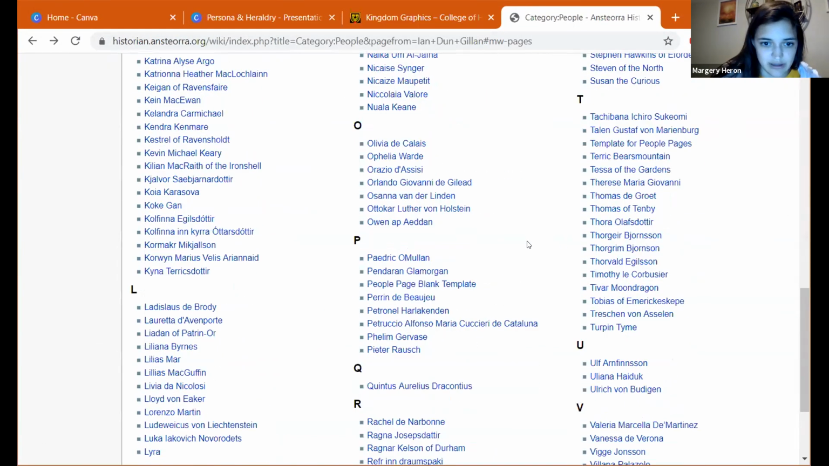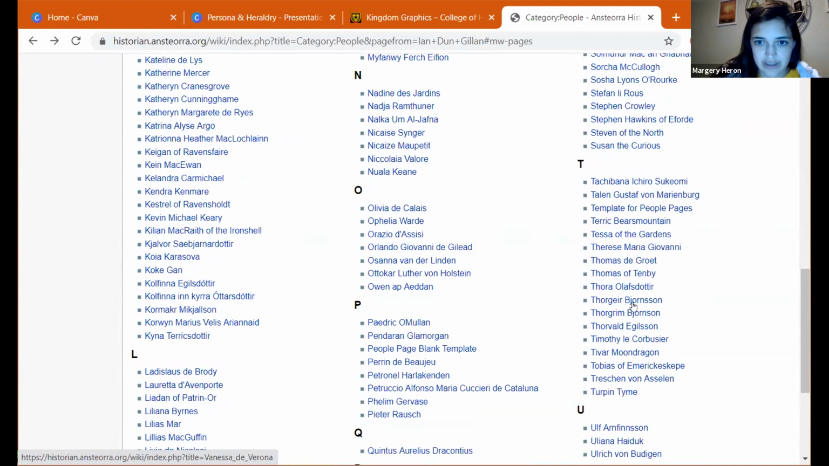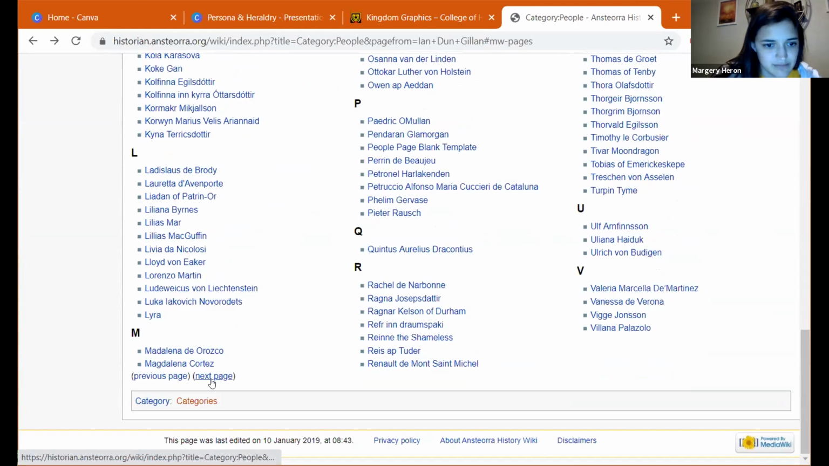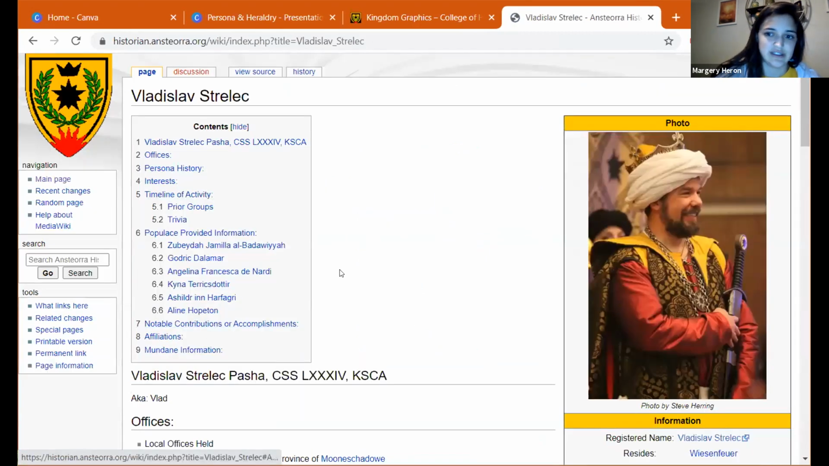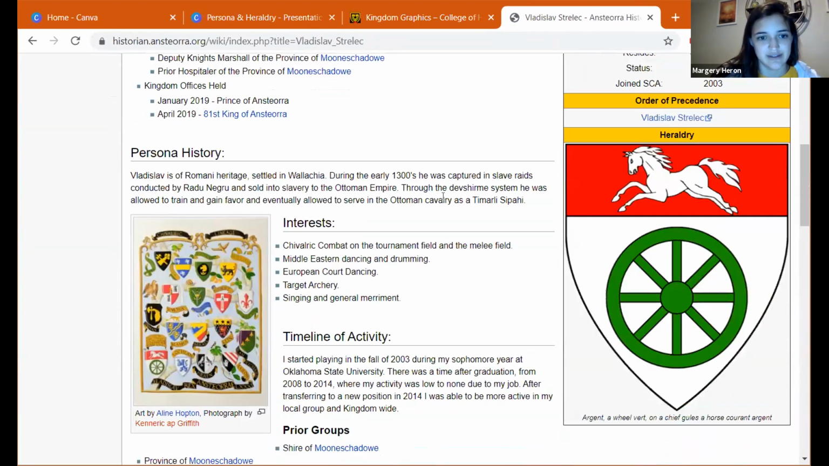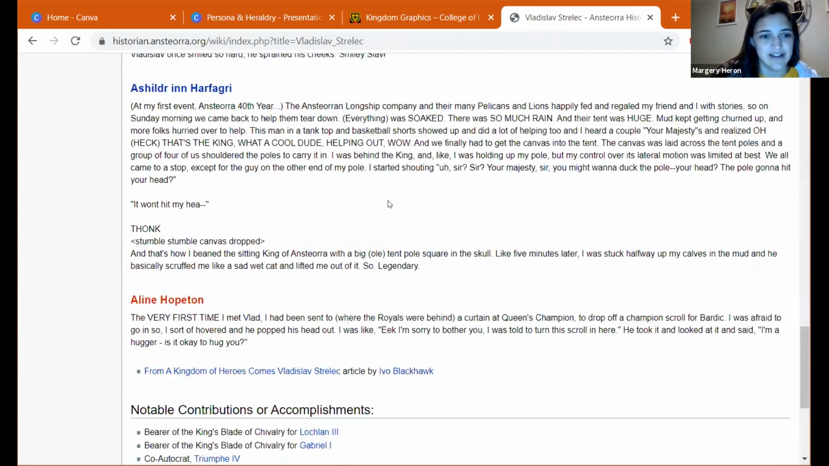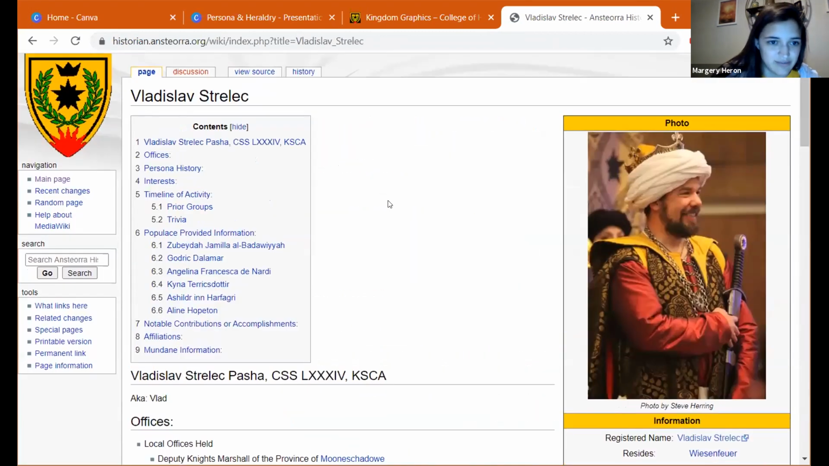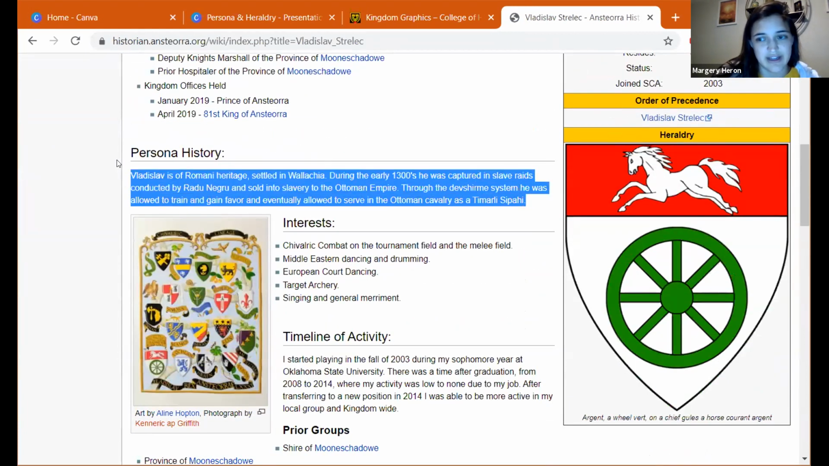I know Vladislav Pasha has a good one. There's a lot more pages of this than the last time I was here. So this is Count Vlad. As you'll see, he has a lot in his. He used to have a long persona thing. So here's his persona, and he has a very strong persona that he plays as.